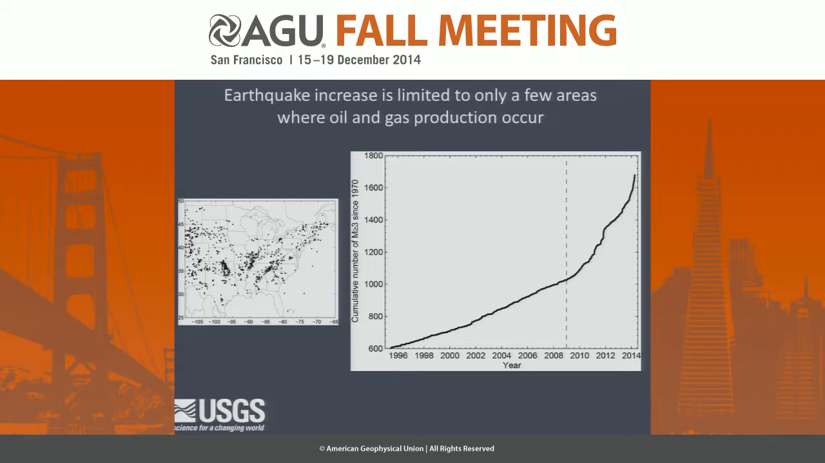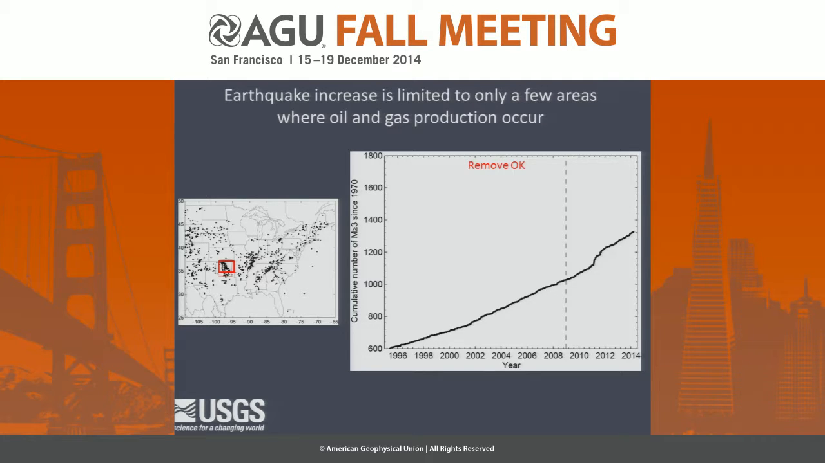But the earthquake rate isn't increasing uniformly across the entire mid-continent. It's really only limited to a few geographic areas, which happen to be areas where oil and gas production are occurring. So to illustrate that, let's again take a look at this cumulative number plot. So this is now zoomed in, looking at 1995 through 2014, with the dashed line here indicating 2009. So let's start taking out earthquakes that are occurring in places that have been identified in the literature as having induced seismicity. And let's start with Oklahoma, for example.